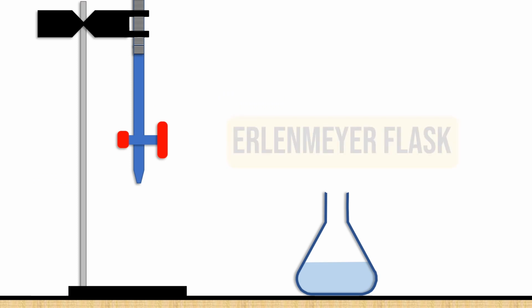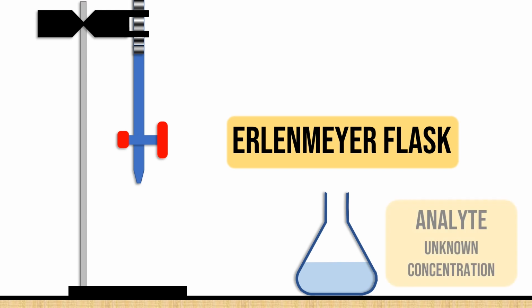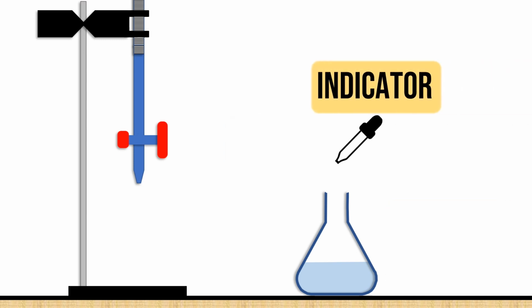An Erlenmeyer flask holds a solution called the analyte of unknown concentration. A few drops of indicator are added to the analyte. An indicator is a chemical that is not part of the reaction but will change color when the reaction is complete.